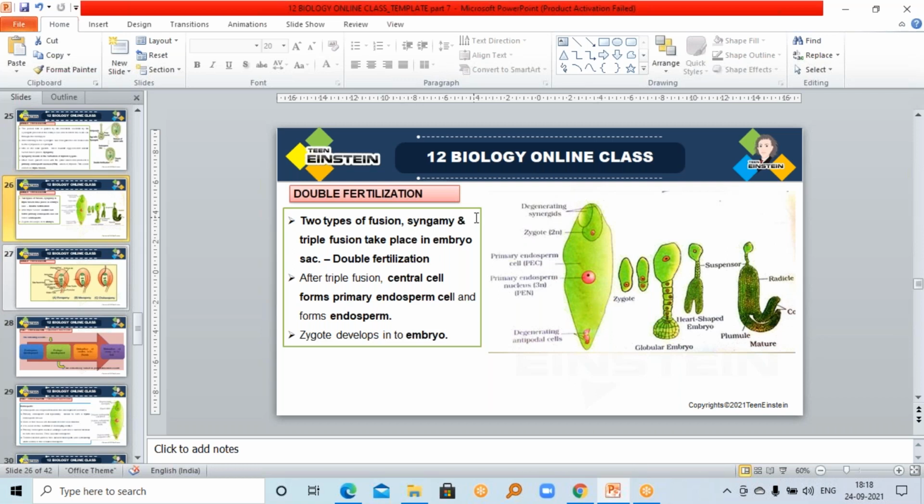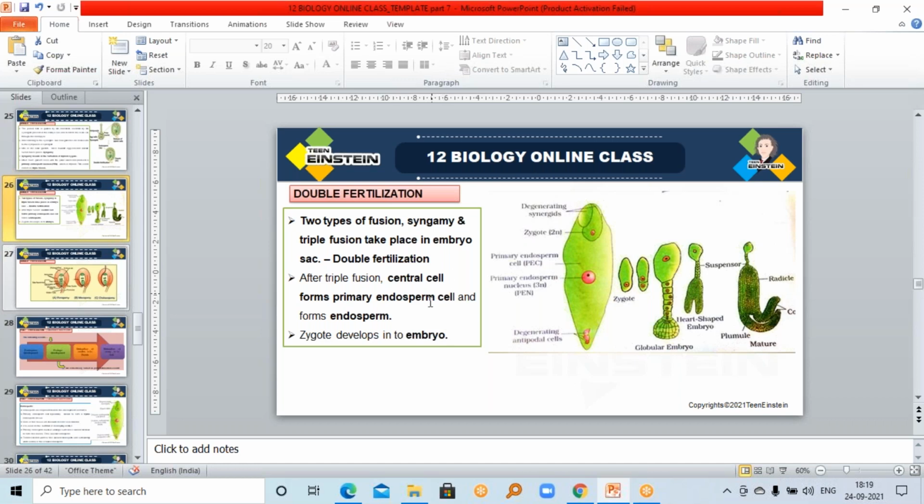So 2 types of fusion. First one is syngamy and the second is triple fusion. Both are taking place in the same embryo sac. So 2 times the process of fertilization is taking place. Of the 2 male gametes, one moves towards the egg cell and another towards the secondary nucleus. So both sides fusion, 2 fusions are taking place. So 2 fertilization processes are taking place, so it is called double fertilization. It is happening 2 times.